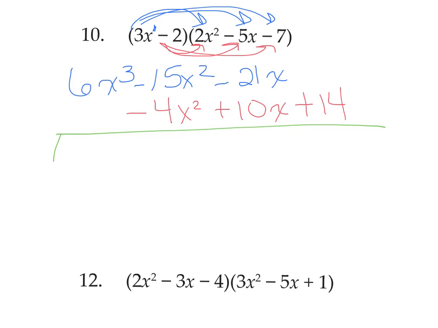So what are we going to have? We're going to have 6x cubed. Negative 15 and negative 4 make negative 19x squared. Negative 21 and positive 10 make negative 11x. And then we have the positive 14.